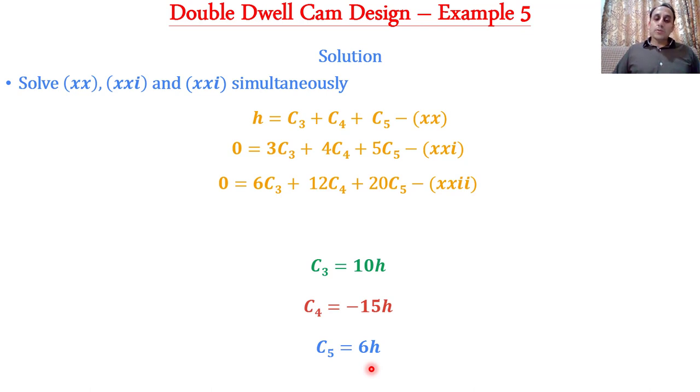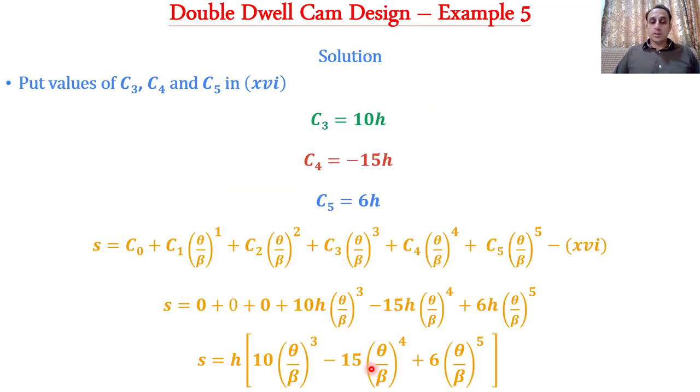Okay, so now what we will do? We will insert those values in the original displacement, velocity, acceleration and jerk functions. So these are the values. We have the values of C0, C1 and C2 as well, which are 0. So we will put all those values in this function and this is the displacement function which we are getting. So this is the final displacement function.